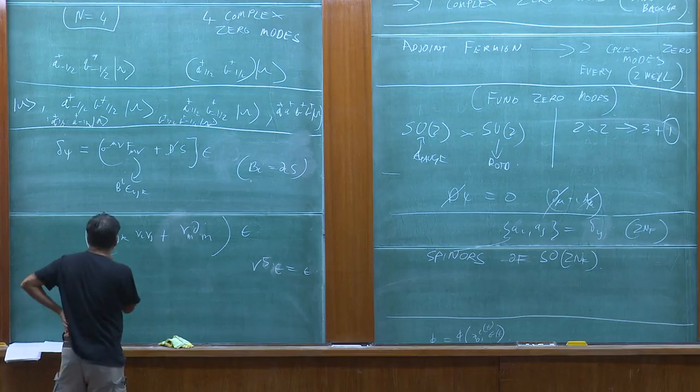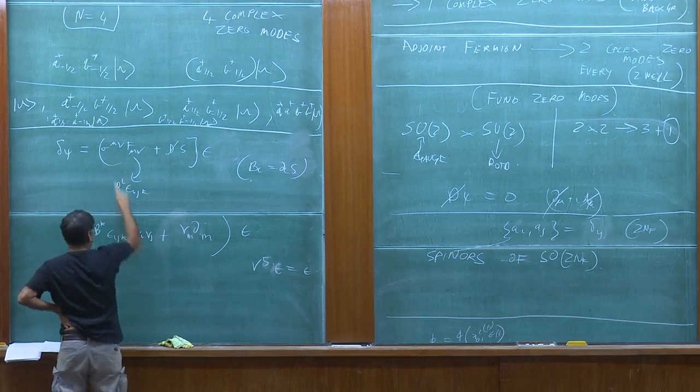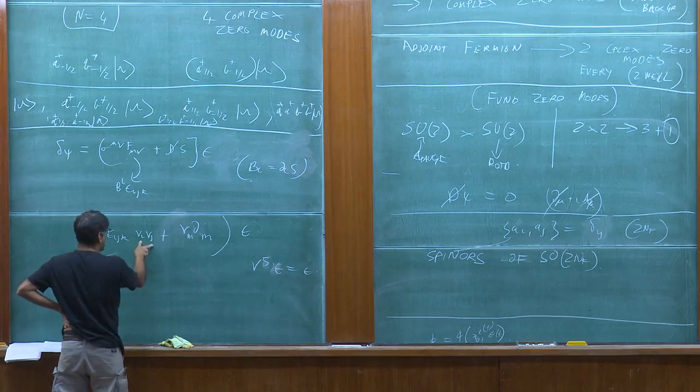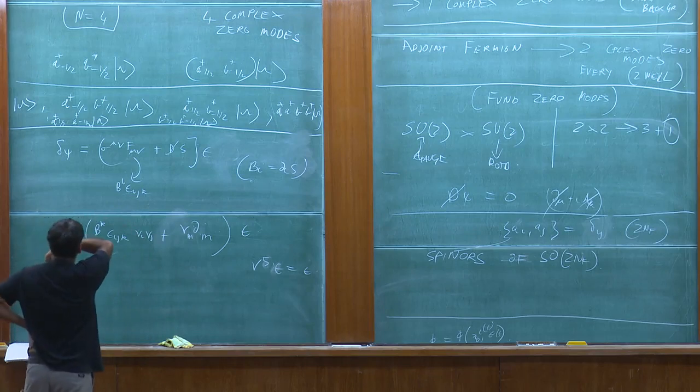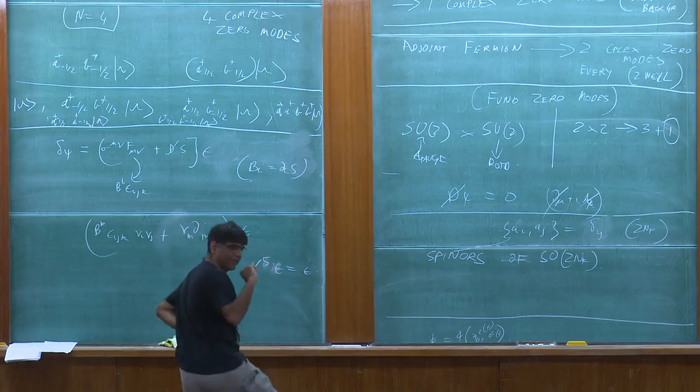What? This guy was gamma. What? Say again? Epsilon is a... Yeah, you're saying I'm mixing up three dimensions and four dimensions. Sorry, what? Please say again.